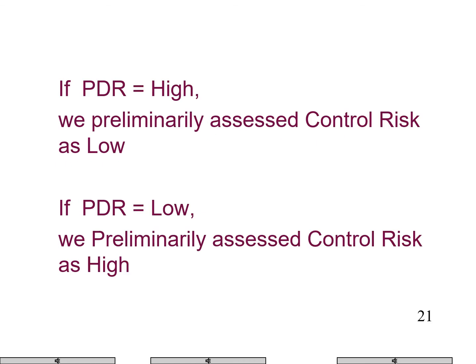If planned detection risk is high, that means we preliminarily assess control risk as low. If planned detection risk is low, that means we preliminarily assess control risk as high. It's almost that easy, folks. Now, we're going to throw in some wrinkles and some speed bumps, but make sure you get this inverse relationship through your head, because there are going to be a lot of questions over the quarter that depend on your understanding of this.